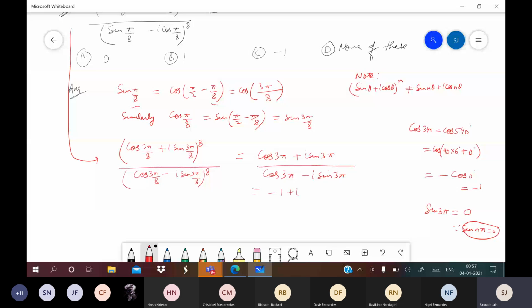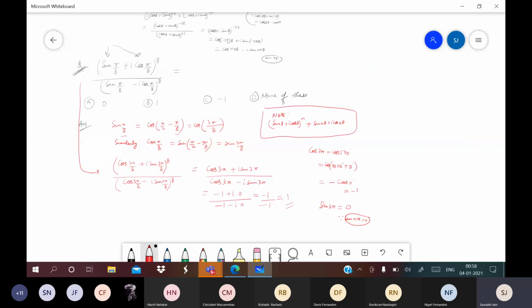So what will be the result? This is -1 upon -1. This comes out to be 1. Okay. So 1 is the answer. But see the approach. Okay. And take care of this thing, that this is not equal to sin n theta plus cos n theta. Okay. Important question.